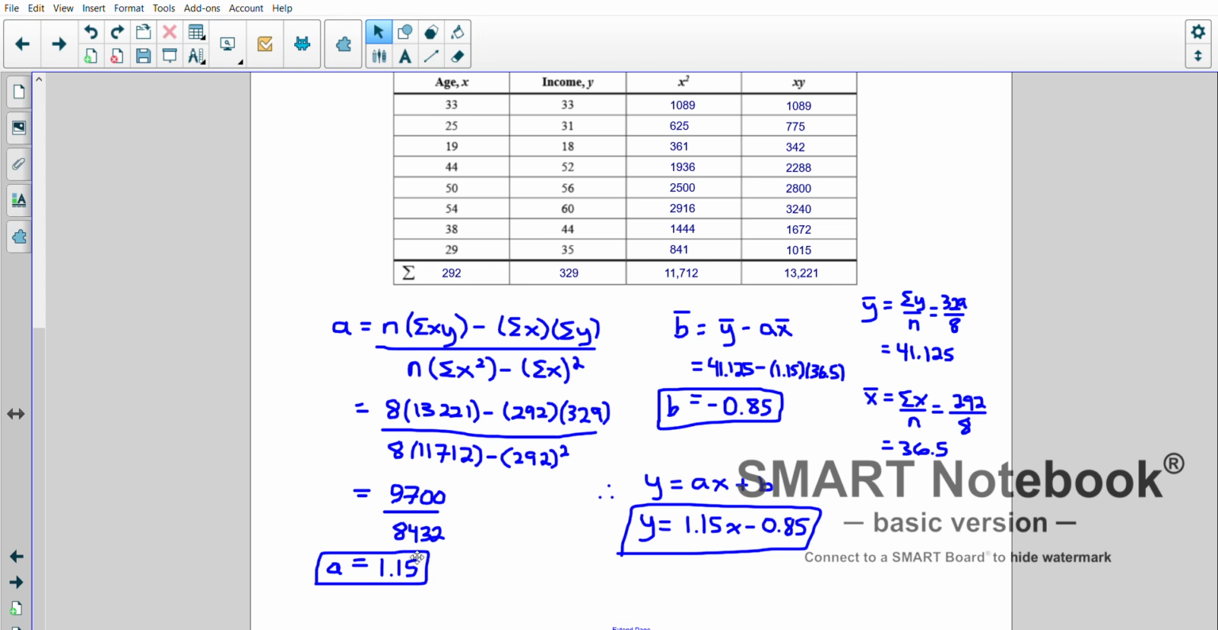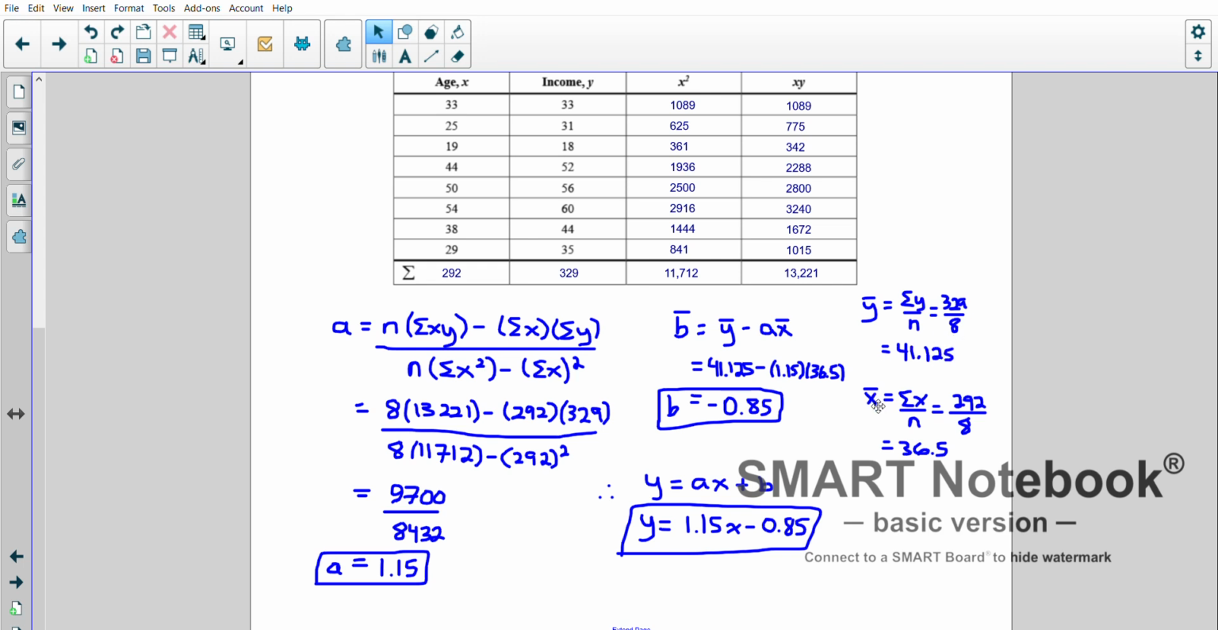So now we need the y-intercept, b. So it's y bar, or the mean of y, minus a times x bar. So what are these again? This notation is an average. So what I did was I found the average income. I added up all the y values and divided by 8. So 329 divided by 8. The average income was 41,125, or 41.125.